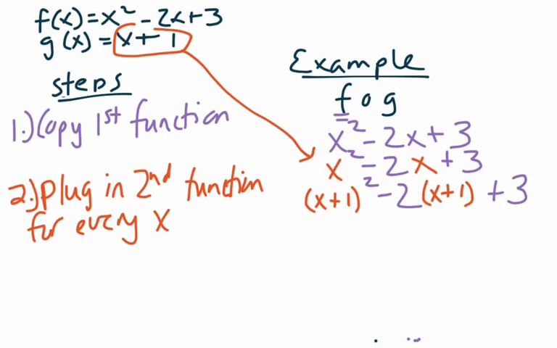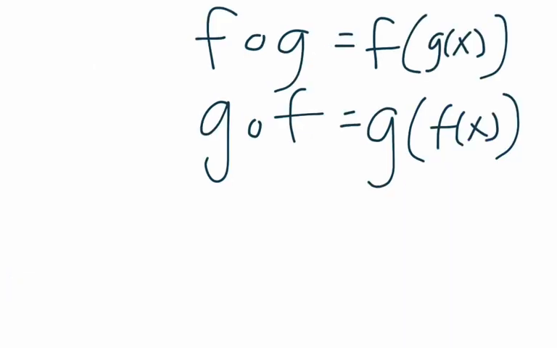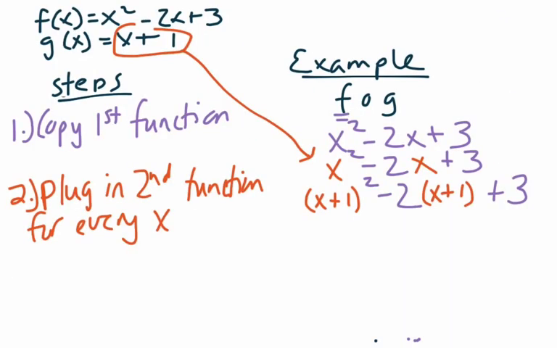Now, at that point, the composition is actually done. Remember that composition is plugging one function into another function. So once you've plugged one function into another function, you're technically done with the composition part of it. And the rest of the problem is just simplification. And so step 3 is simplify.